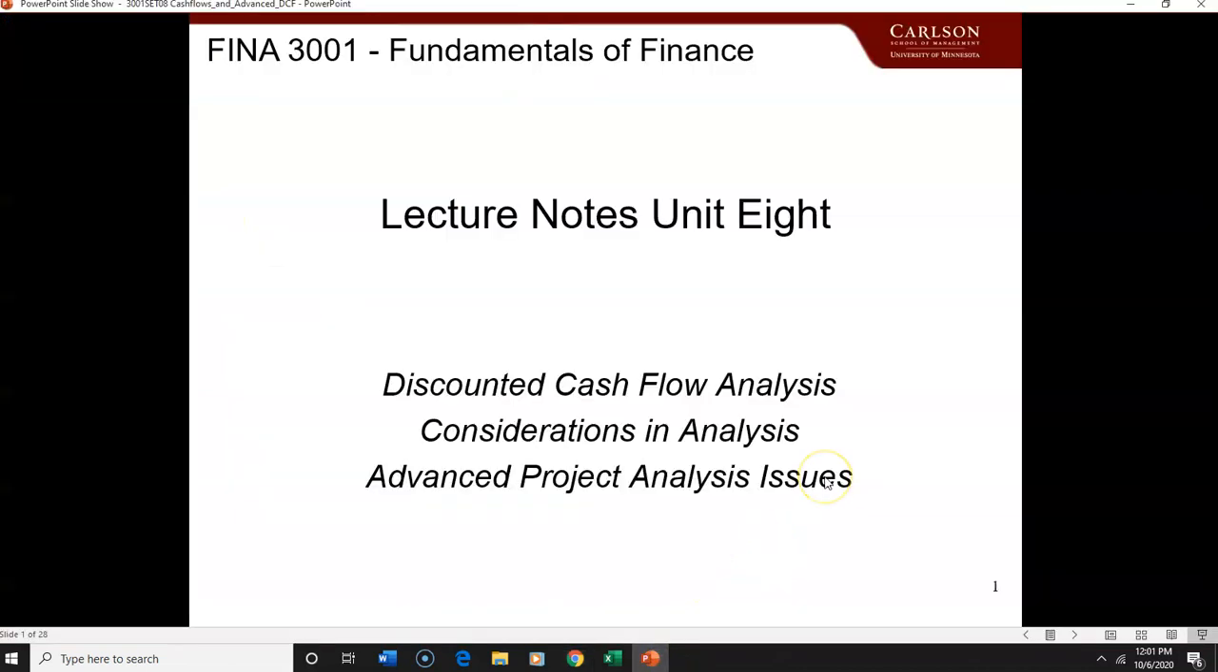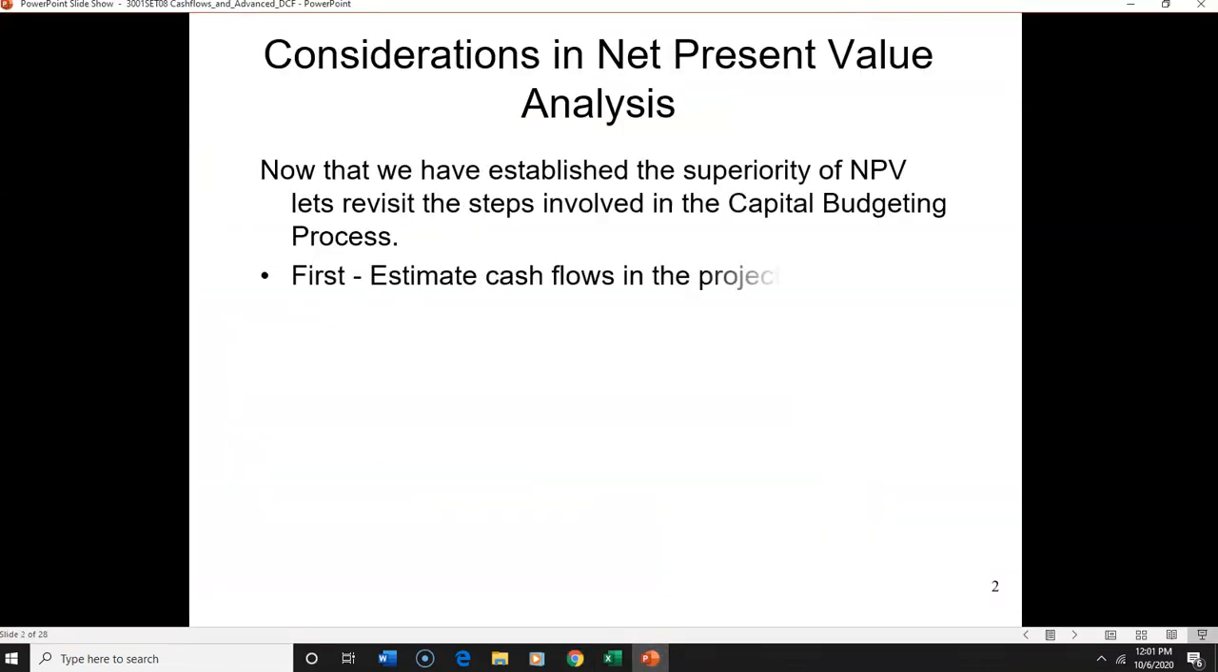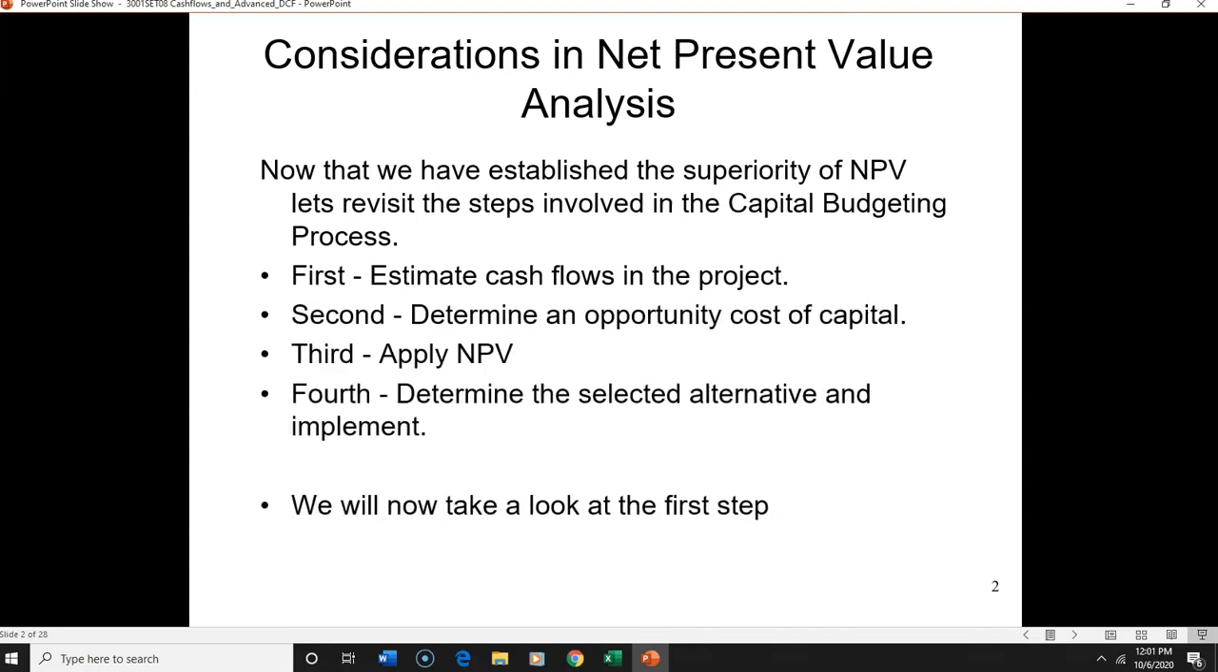So if we go back here, what are we doing here? We've seen this slide when we did the Chapter 8 discussion. So we want to look at NPV and revisit the steps of capital budgeting, right? First of all, we want to start out by estimating the cash flows of the project. Now in Chapter 8, we didn't spend much time doing this. We were just given cash flows, so we wanted to get the techniques down, right? In this set of notes, we're actually going to spend a lot of time looking at that first step. So that's going to be a big deal for us.